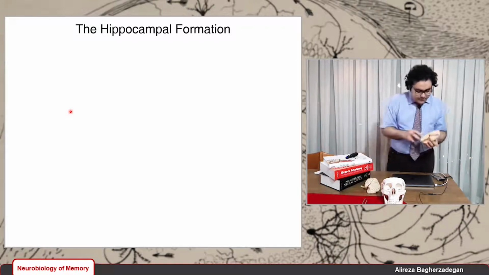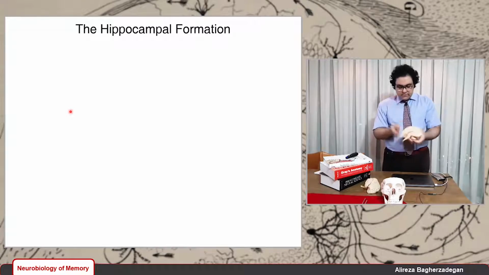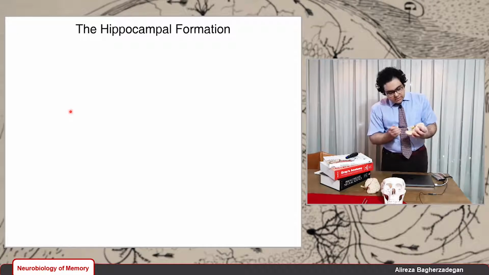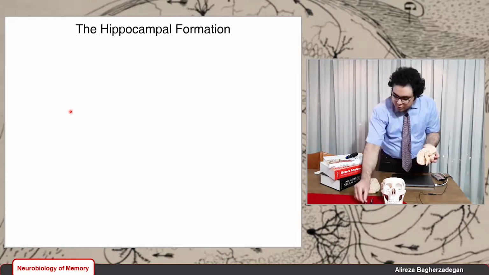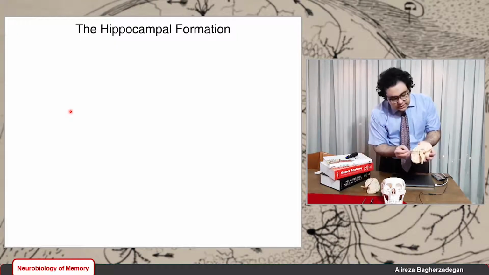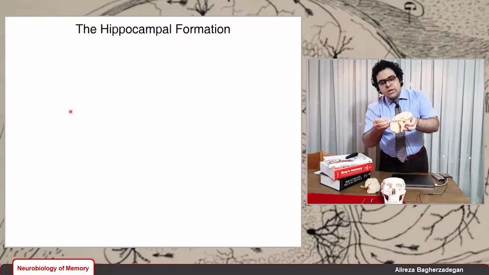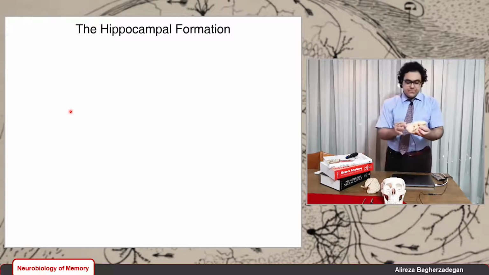So we have, you can see that I have the left cerebral hemisphere here, the corpus callosum, the cingulate gyrus, the thalamus and hypothalamus, and let me just point it with this. This is the mammillary body. I don't know if you can see that very well or not. This is the mammillary body. And this is the temporal lobe.